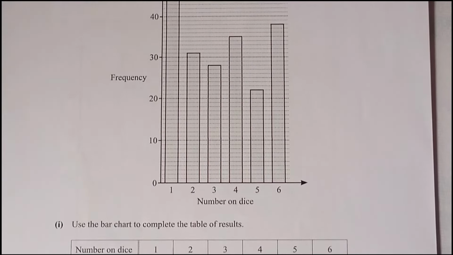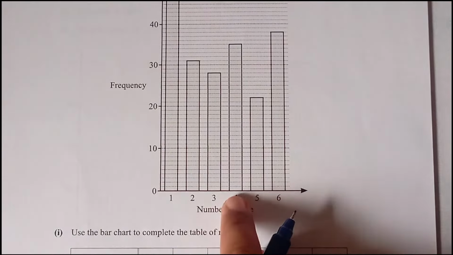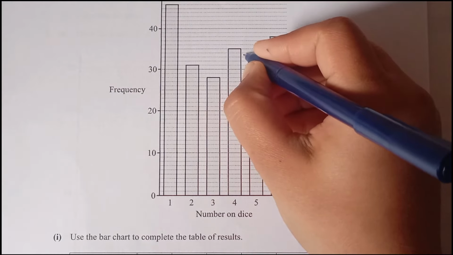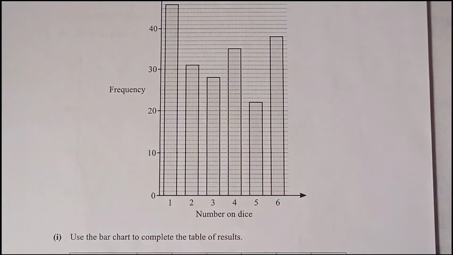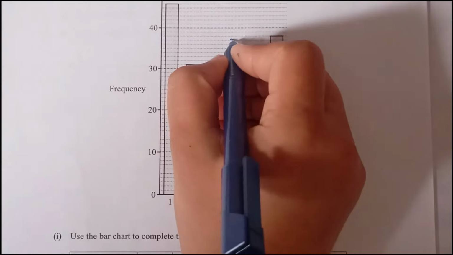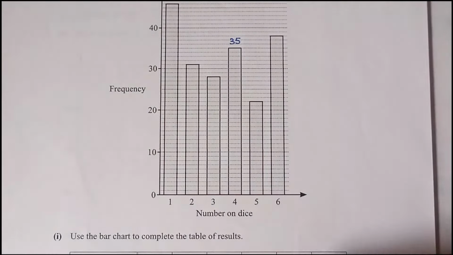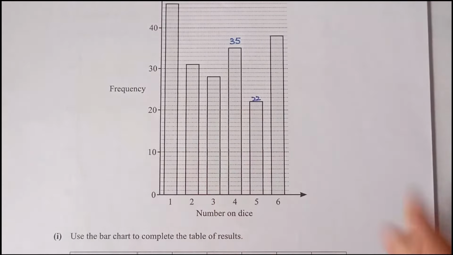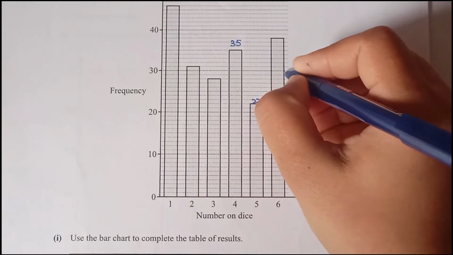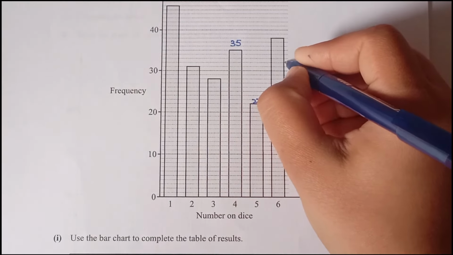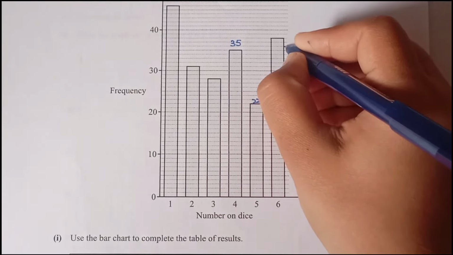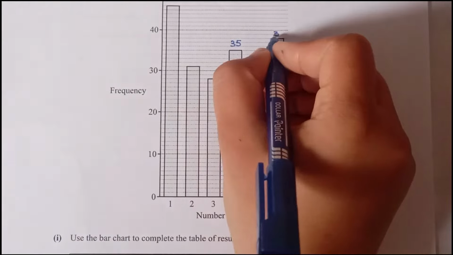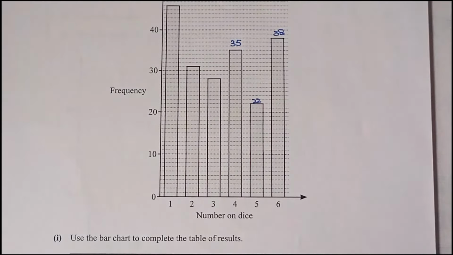Okay, now let me go back to 4. For 4, what is the frequency? We need to count: 30, 31, 32, 33, 34, 35. So for number 4, the frequency is 35. For number 5, the frequency is 20, 21, 22. For number 6, it would be 30, 31, 32, 33, 34, 35, 36, 37, 38. So 35, 22, and 38.